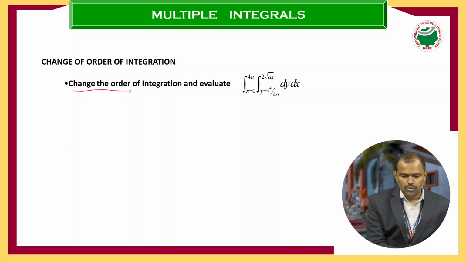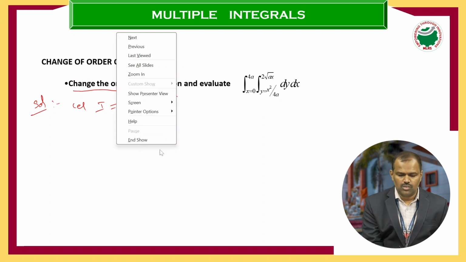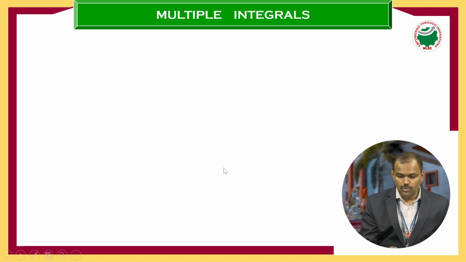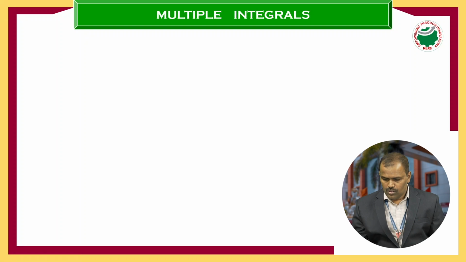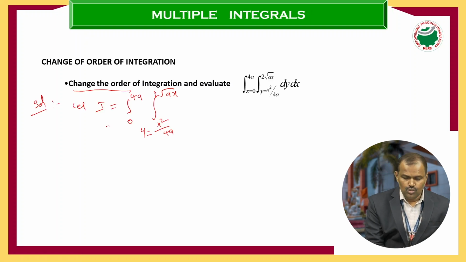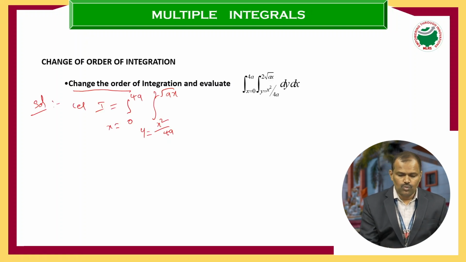Let I stand for the integral. Let I is equal to integral 0 to 4a, integral x square by 4a to 2 root ax. We know clearly this is the y limits, x square by 4a to 2 root ax is the y limits, and x limits are 0 to 4a. Y in terms of x constants, into dy dx.